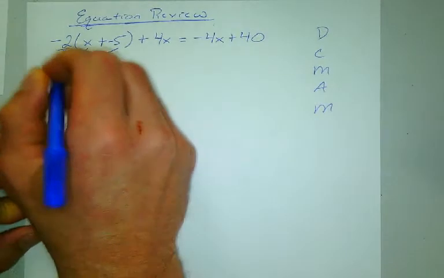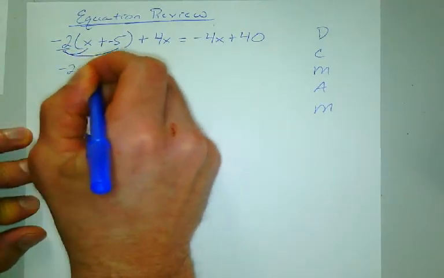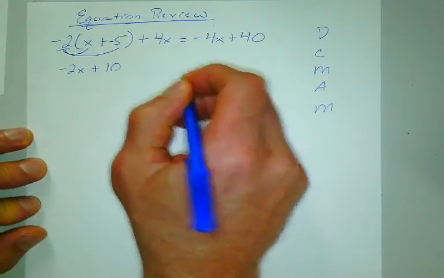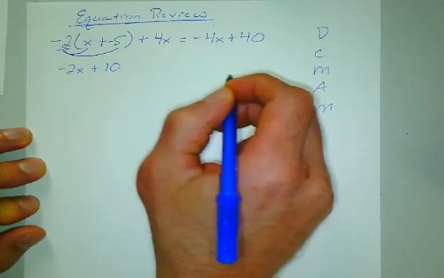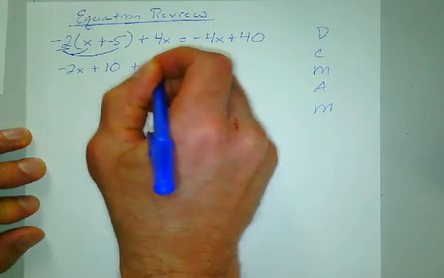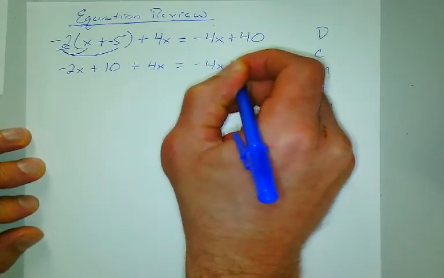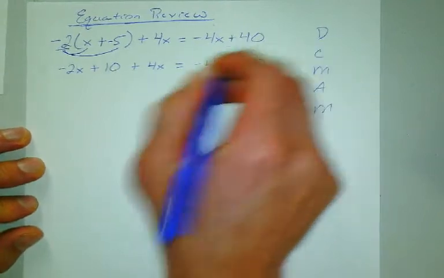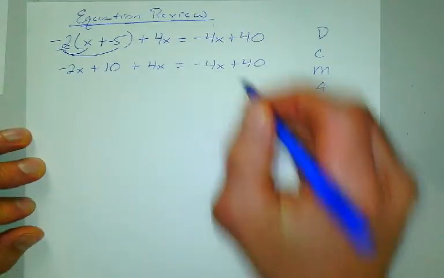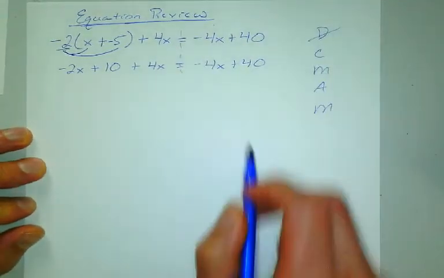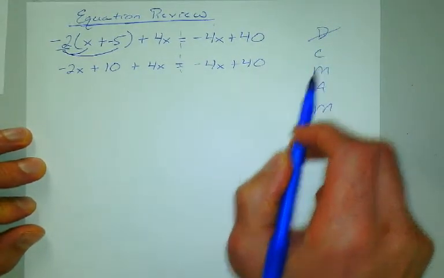So let's distribute the -2 to both those terms inside the parentheses. -2 times x is -2x, plus -2 times -5 is +10. Then we'll just carry down everything that we haven't touched yet. Plus 4x = -4x + 40. Notice how I'm keeping my equal signs lined up. You guys can draw that dashed line if you need to. All right, distributing, done.